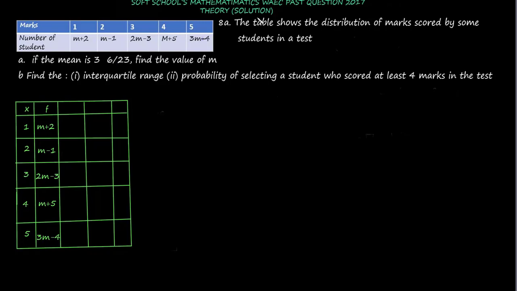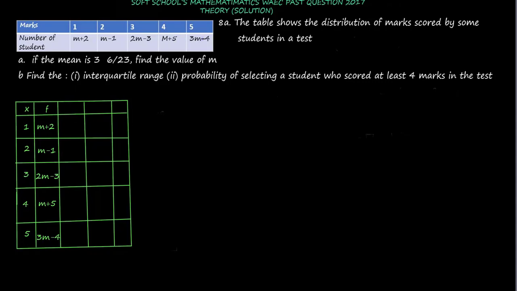Question 8a. The table shows the distribution of marks scored by some students in a test. Now, this is the table. If the mean is 3 whole number 6 over 23, find the value of m. And then we should find the interquartile range. And 2, the probability of selecting a student who scored at least 4 marks in the test.